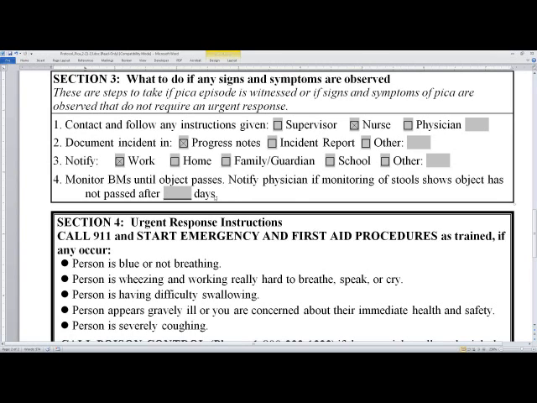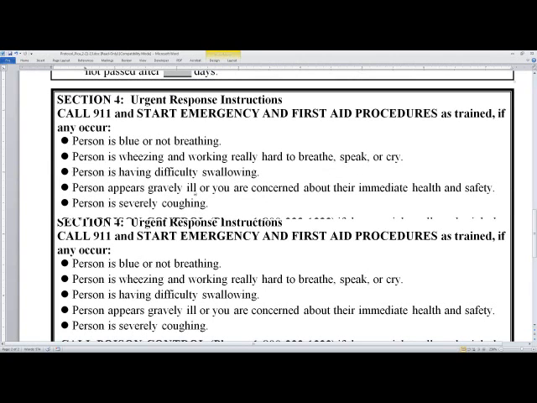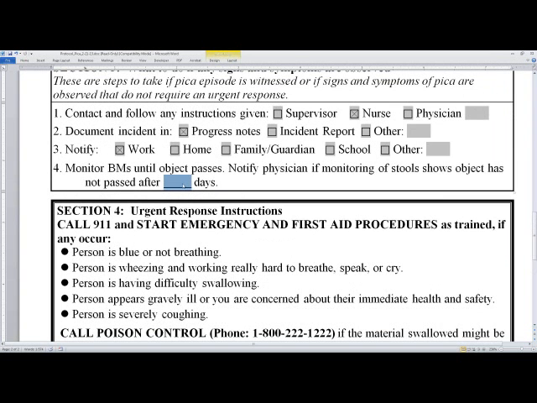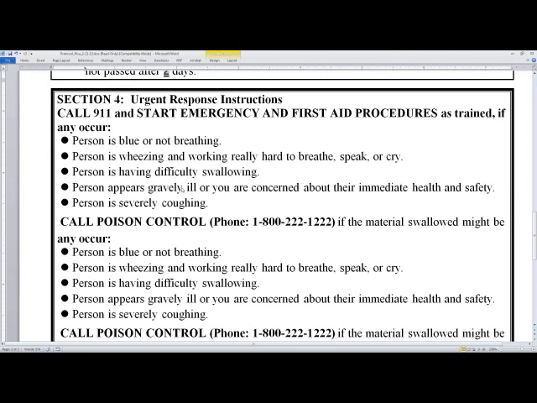And then here's a place to indicate the specific time. Excuse me, let's get this back. It's a place to note the specific timeline for when we should notify the physician if we have not noticed the object passing after a certain number of days. Whatever you enter there, that's what staff would be expected to do.